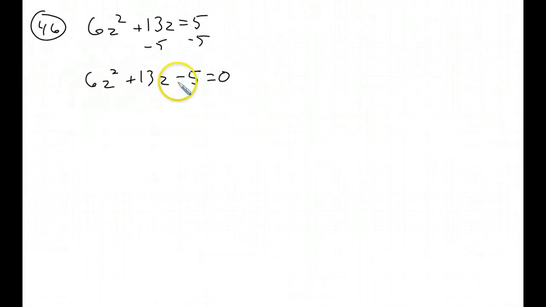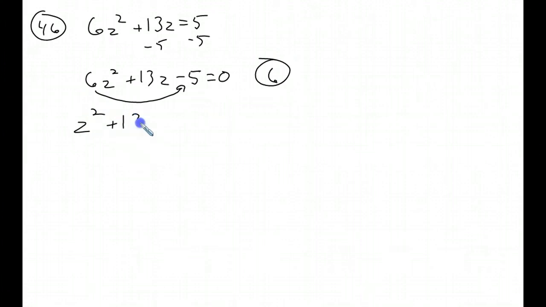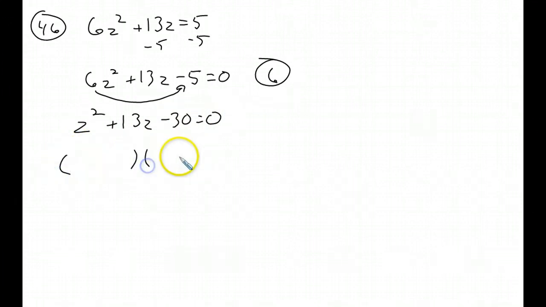I have a number in front of my z squared. There's nothing that I can take out as a greatest common factor, so this is going to be the bottoms up method again. So I'm going to circle my 6 because I'm multiplying by it, so z squared plus 13z minus 30 equals 0. Factor this, equal to 0.